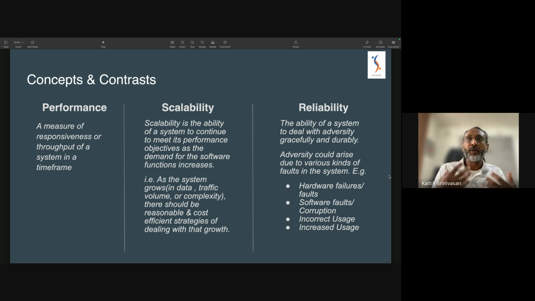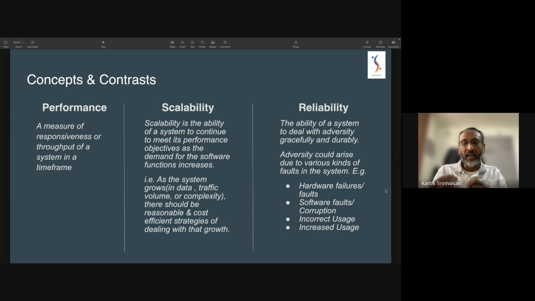Correct? So performance can be measured in terms of responsiveness or throughput. Responsiveness is usually measured in the context of speed, etc. Throughput is measured in terms of efficiency or some kind of a work output that is generated by the system. Scalability is the ability for the system to continue to meet its performance objective as the demand increases. Demand for the function for which the product was built increases or decreases as well, right?